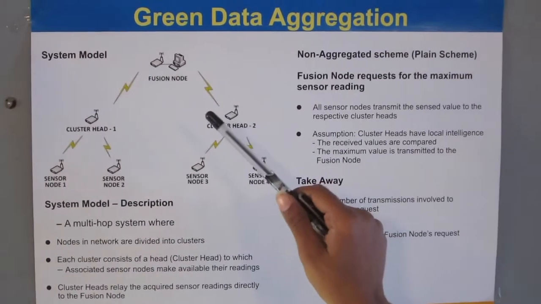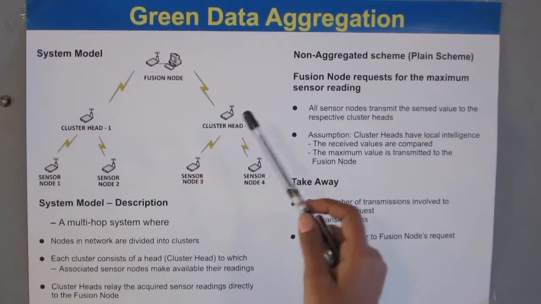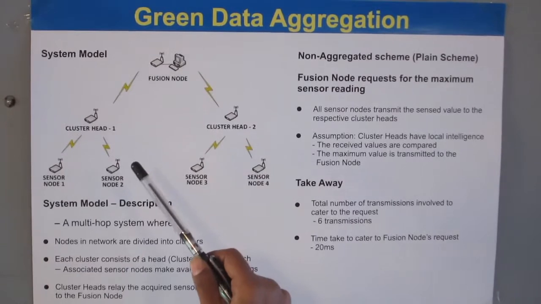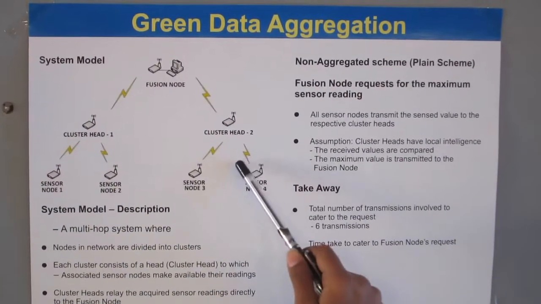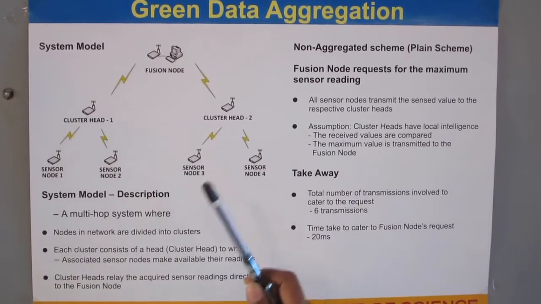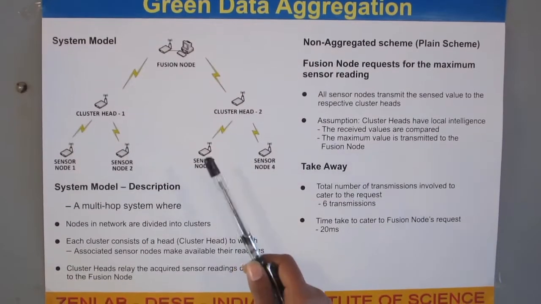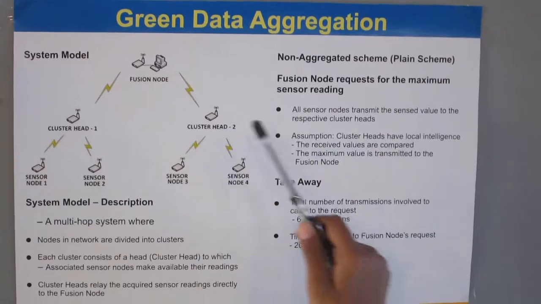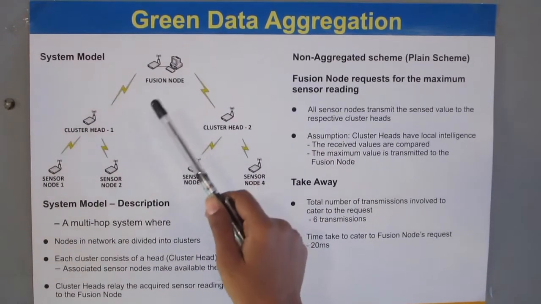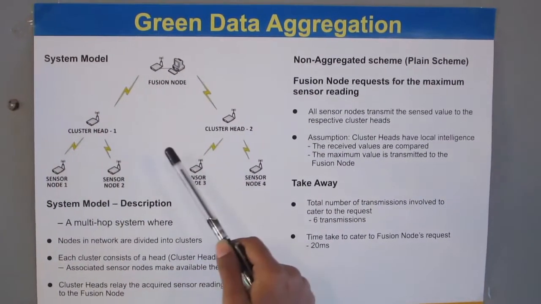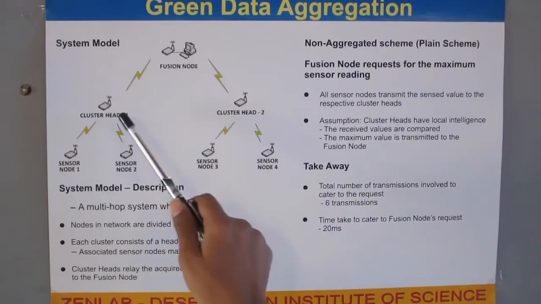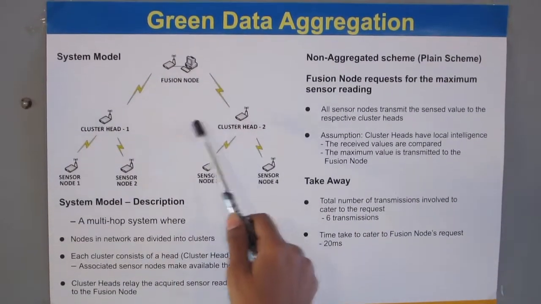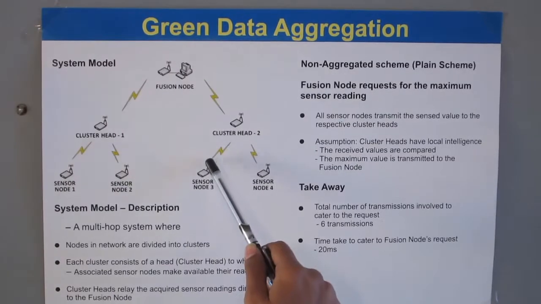Next, in order to find the maximum function, in this case, to find which amongst the 4 sensor nodes have the maximum temperature, 2 schemes have been employed. First, the plain scheme. The fusion node requests for the maximum temperature in the network. On receiving the request, the cluster heads forward the request to their respective sensor nodes.